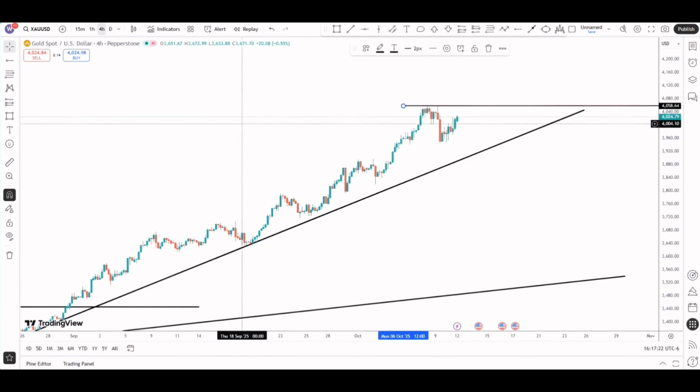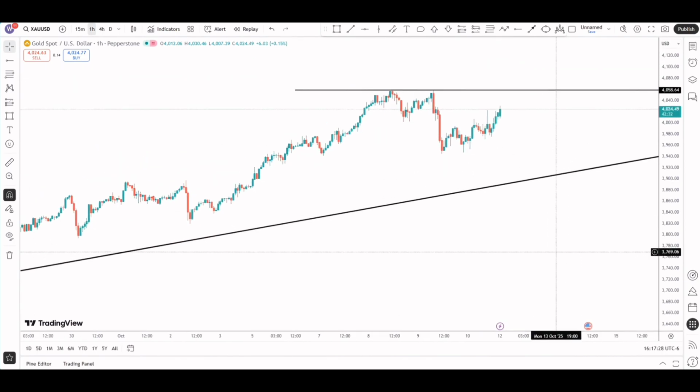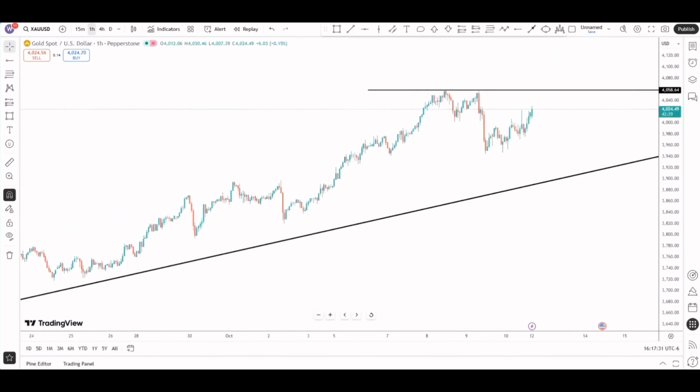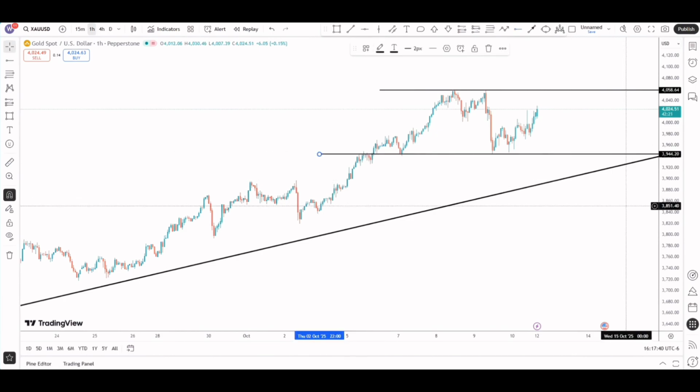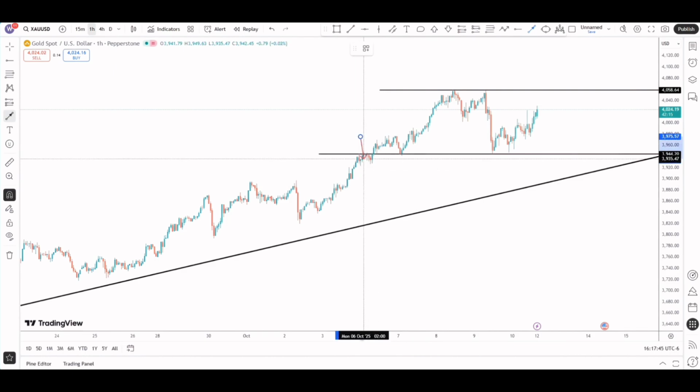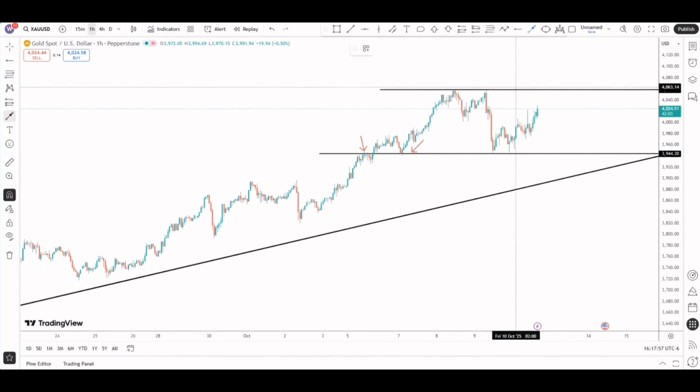Again, we can go down to a much lower time frame to identify key areas of support and resistance. The first area of support that we can see would be around the 39.44 area there. We can see price testing that level there and here as well, and again down here, which was like a double bottom pattern.